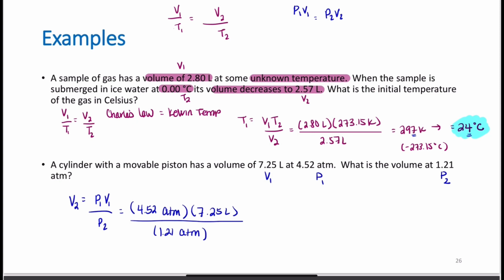Be careful on these problems. Make sure the units are matching up. This is both in atmosphere, so they can cancel. If they weren't, I would have to convert to the same units. 27.1 liters is my answer.